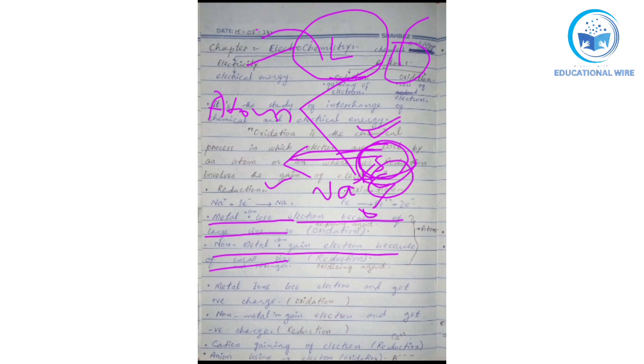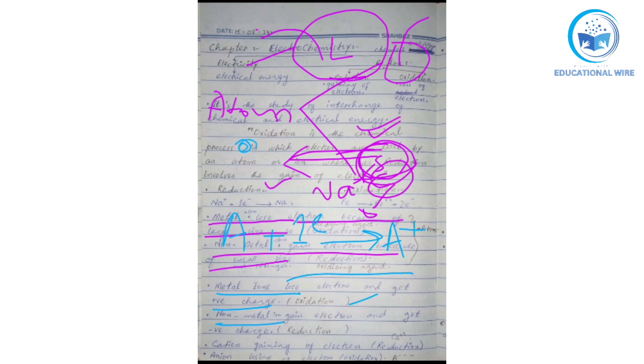Let's move further. Now talking about ions. In ions, we have two types. One is metal ions and the second is non-metal ions. Metal ions always lose their electrons and get a positive charge, called the oxidation process. Let's suppose we take a simple alphabet like A. Let's suppose A is a metal ion. Now, when this metal ion loses one electron, it will get a positive charge.